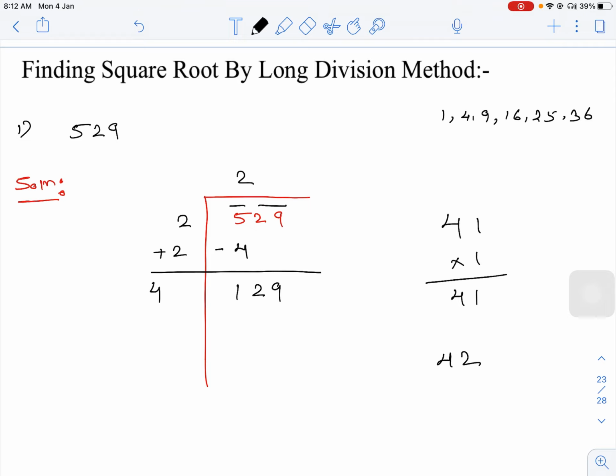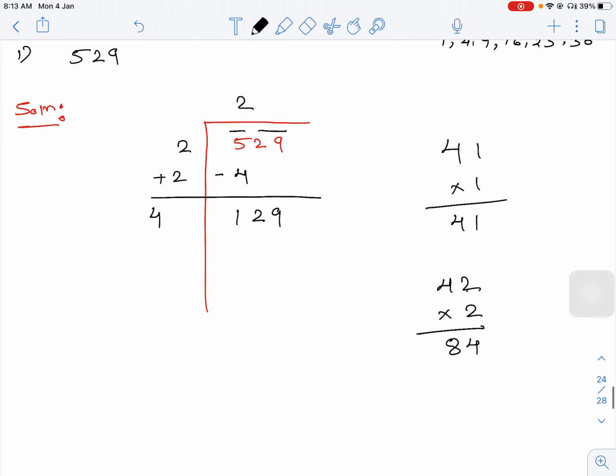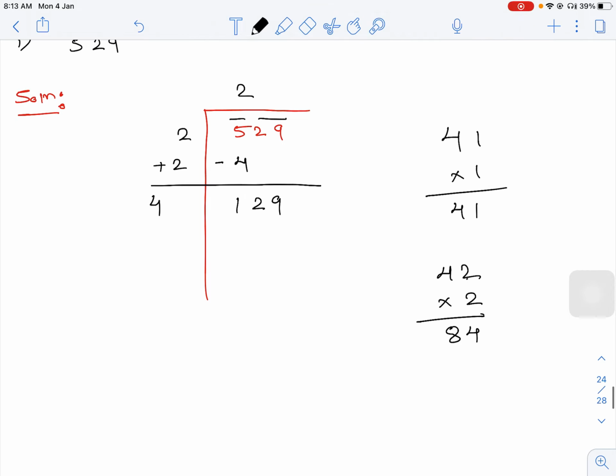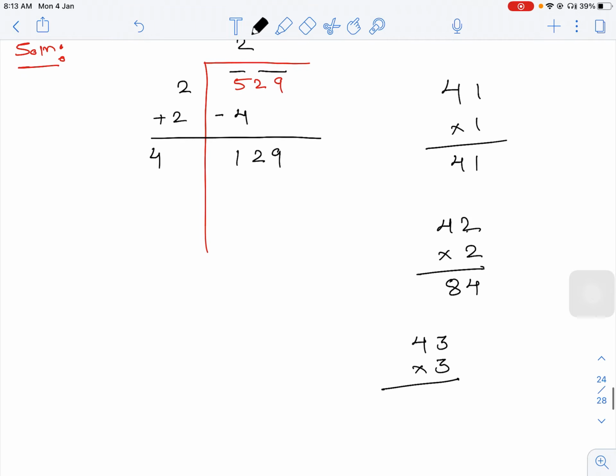42 I have written here, so now if I'm writing here 42, I have to multiply it by 2. So 2 2s are 4, 2 4s are 8. This is a little bit far away number, so we will consider now. If our number is 4 and I write here 3, we have to multiply it by 3. So now 3 3s are 9, and 3 4s are 12.